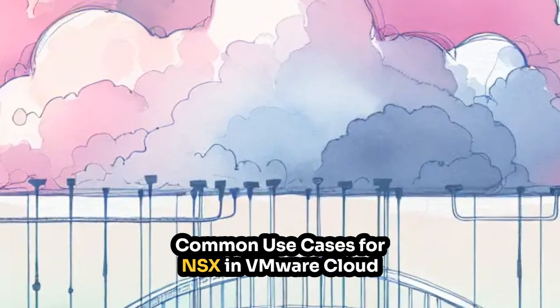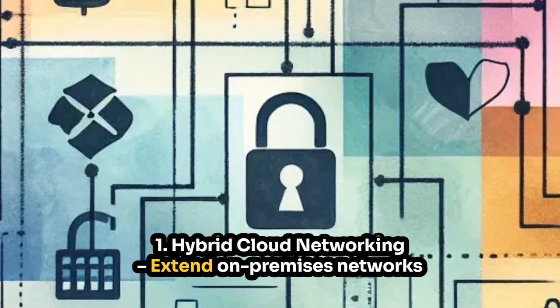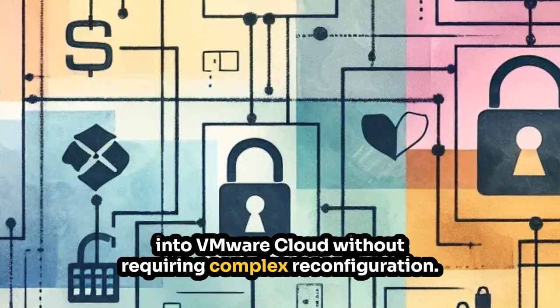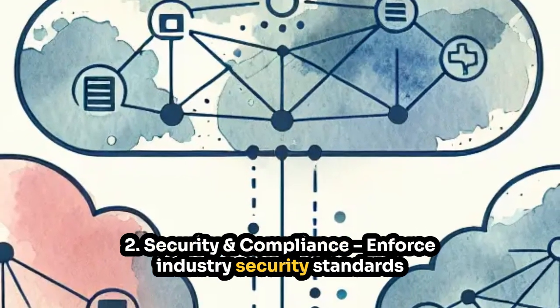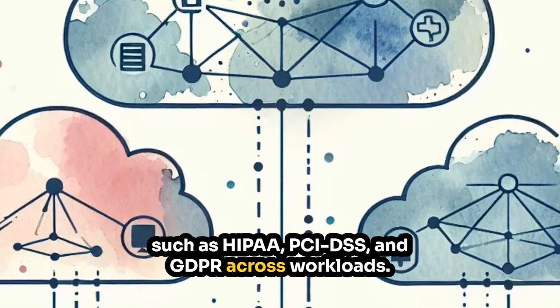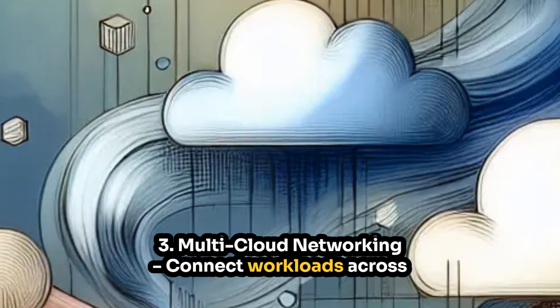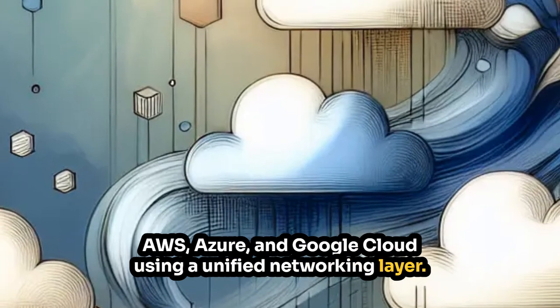Common use cases for NSX in VMware Cloud. 1. Hybrid cloud networking. Extend on-premises networks into VMware Cloud without requiring complex reconfiguration. 2. Security and compliance. Enforce industry security standards such as HIPAA, PCI DSS, and GDPR across workloads. 3. Multi-cloud networking. Connect workloads across AWS, Azure, and Google Cloud using a unified networking layer.